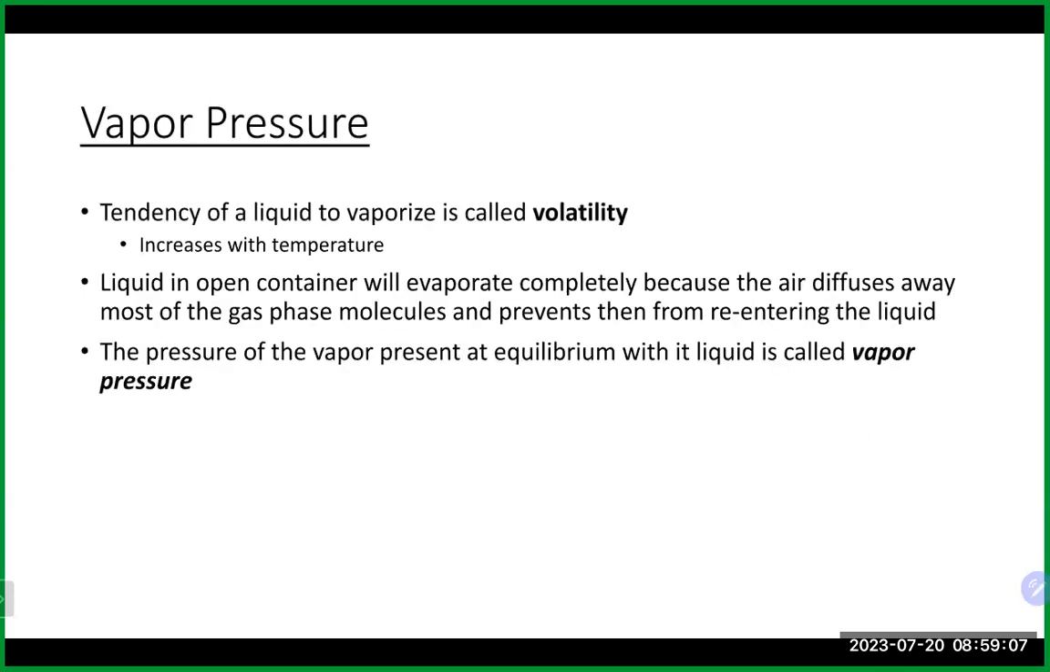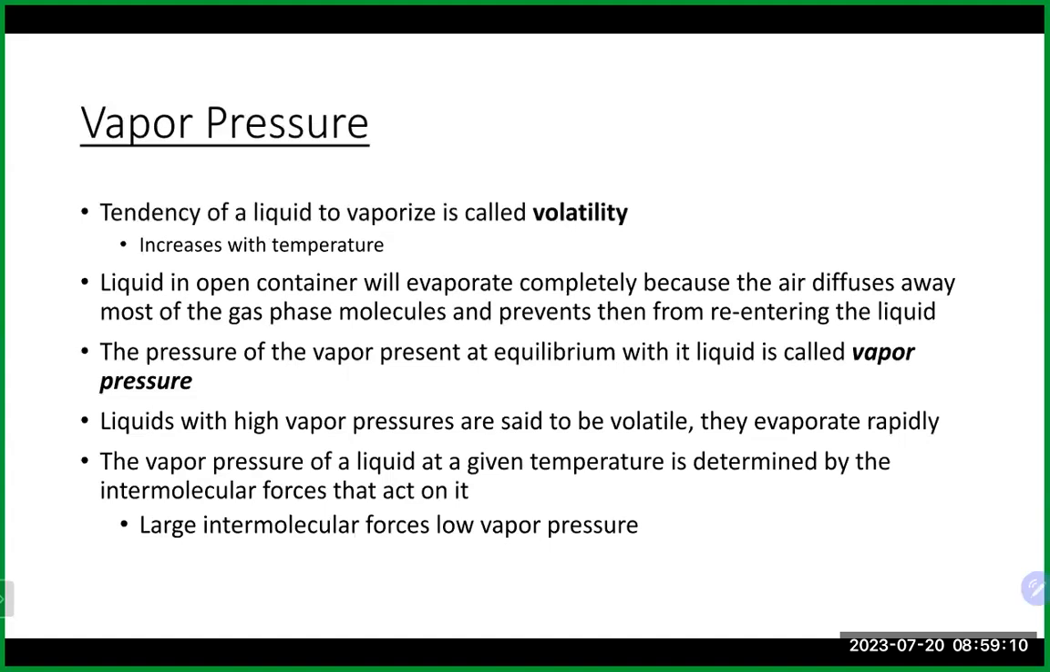Now, vapor pressure is another aspect of a liquid. The tendency of a liquid to vaporize is what is referred to as the vapor pressure, also known as volatility. And it does increase with temperature. So liquids in an open container will evaporate completely because the air diffuses it. It is also why when you spill a little something on the bench, that's a liquid, at the surface of any liquid, there is a constant exchange of evaporation and condensation happening.